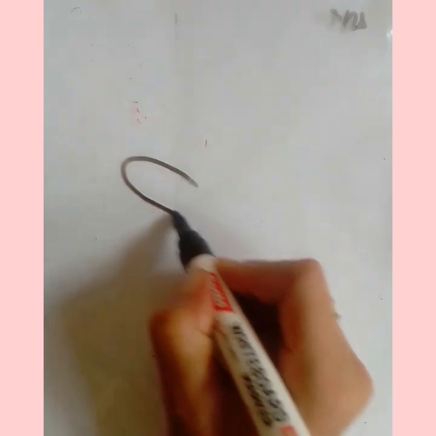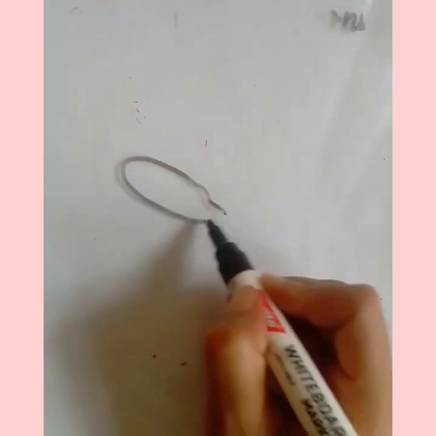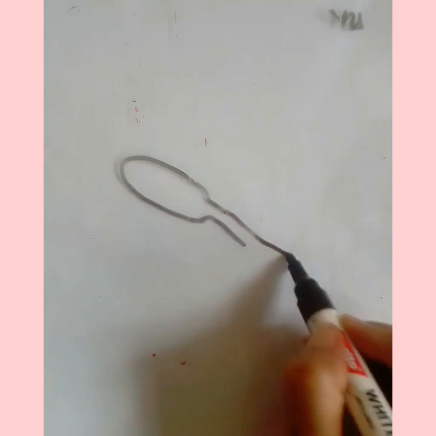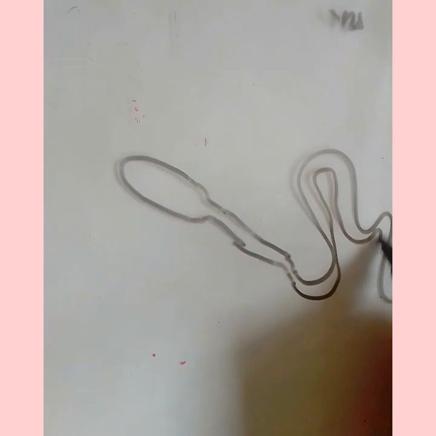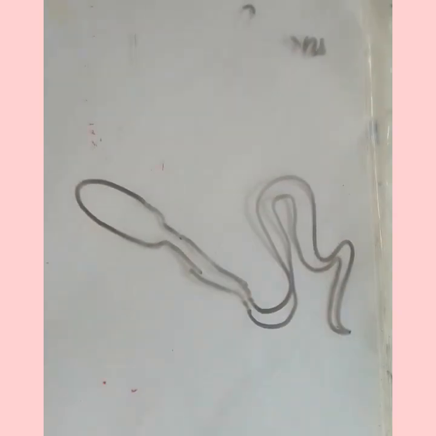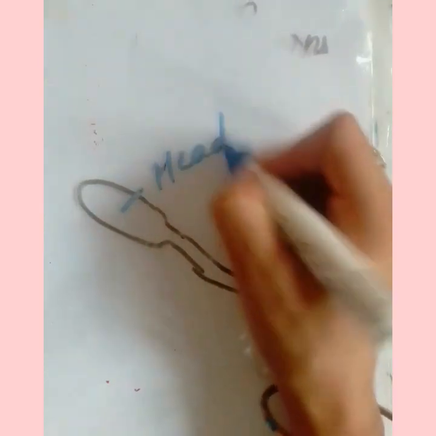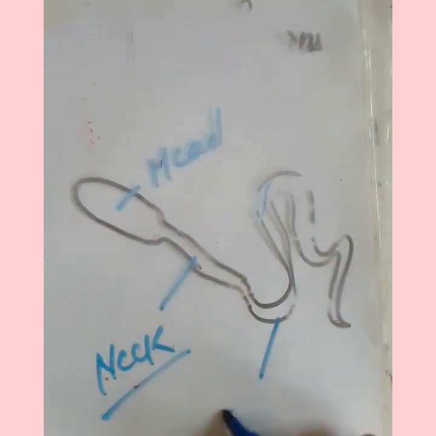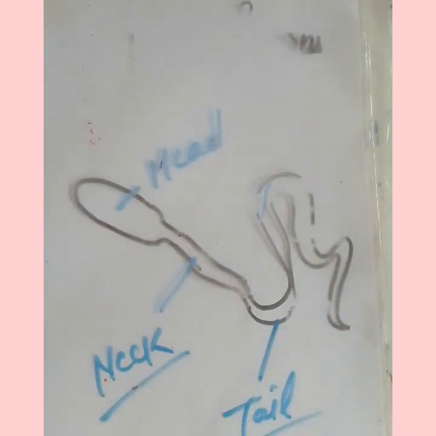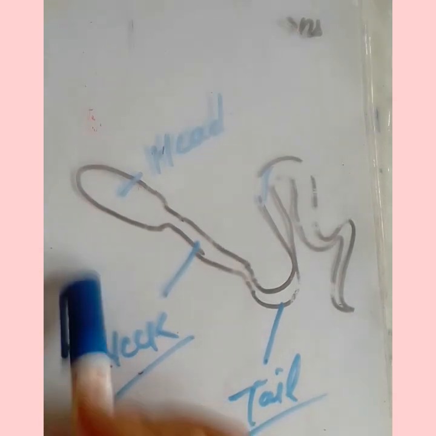Then very important in this is the structure of the sperm. The sperm consists of mainly 3 parts, and in this way I am roughly drawing the 3 parts. What will be the 3 parts? First will be the sperm head, then the neck, and this is the tail. This is the structure of the sperm: head, neck and tail.